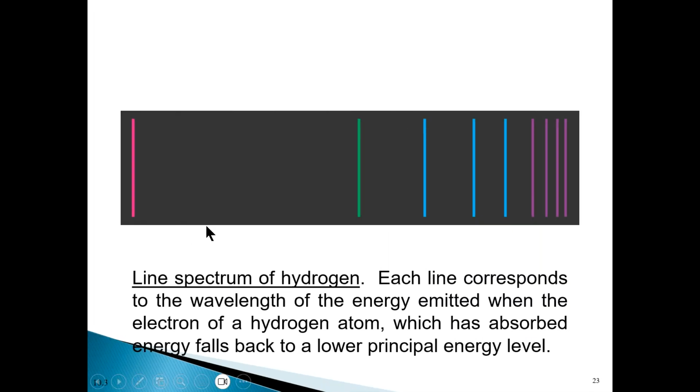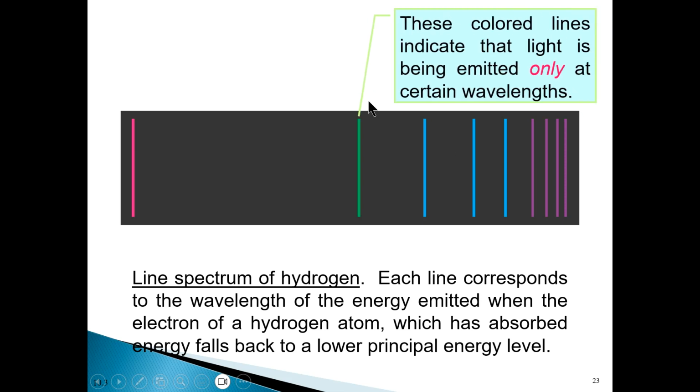Okay, now let's look at the line spectrum of hydrogen in more detail. So this is basically what you'll end up with, right? And it turns out that each line corresponds to the wavelength of energy emitted when the electron of a hydrogen atom, which has absorbed energy when the switch was flipped, then immediately falls back to a lower energy level. All right.